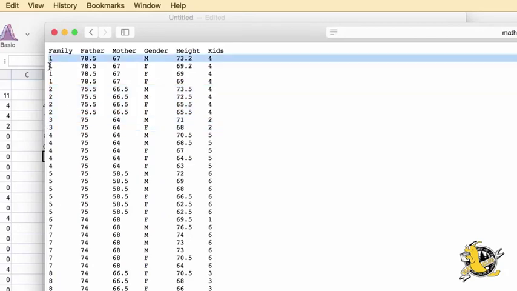We can see for each child, we have the height of the father in inches, the height of the mother in inches, the gender of the child, and the eventual height of the child in inches, as well as the number of kids in the family. So we want to be predicting the height of the children from the heights of the parents, and potentially also the gender and the number of kids in the family.